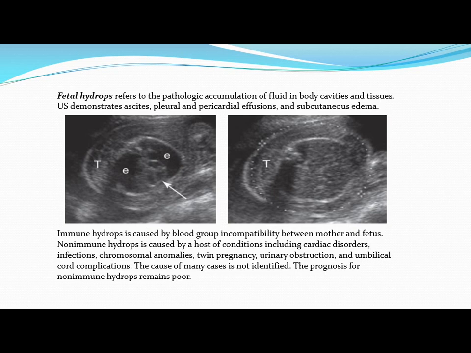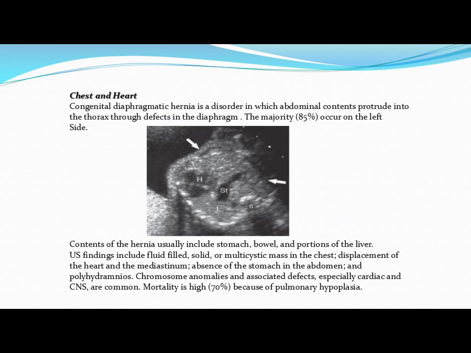What else? Fetal hydrops. Of course, all of us have seen fetal hydrops. It's fluid given everywhere in the fetus: pleural effusion, ascites, subcutaneous edema. It can be due to intrinsic or extrinsic factors, according to the condition. Next. Congenital diaphragmatic hernia. It's most commonly on the left side.